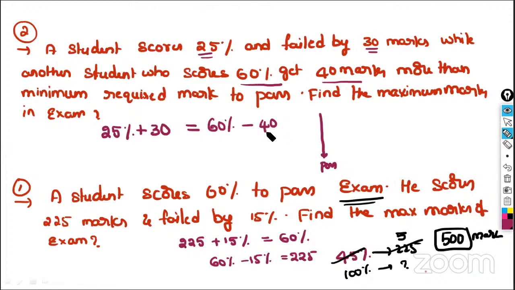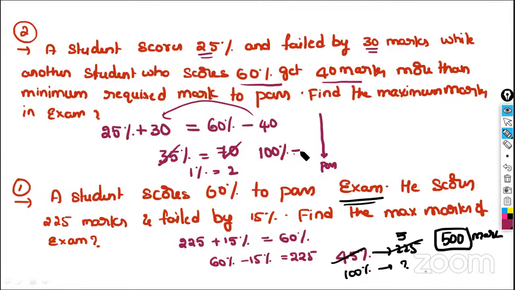So percentages on one side, values on one side. So 25% will become minus. That means 35%. So minus 40 will become plus 40. 40 plus 30, what? 70. So that means 1% is how much? 2. And 100% is how much? 200.